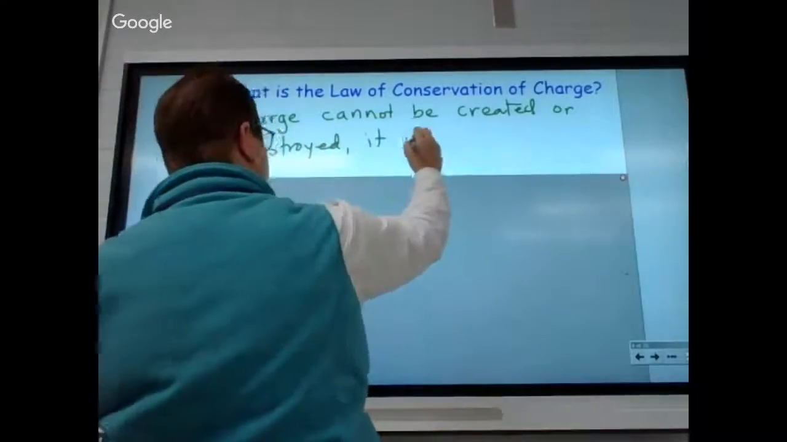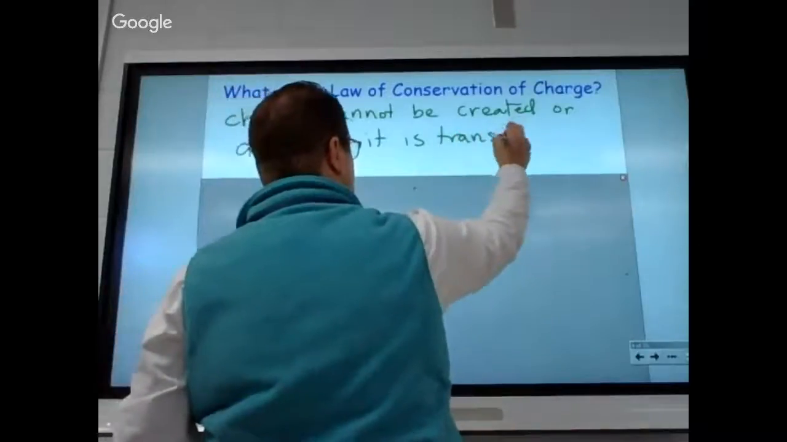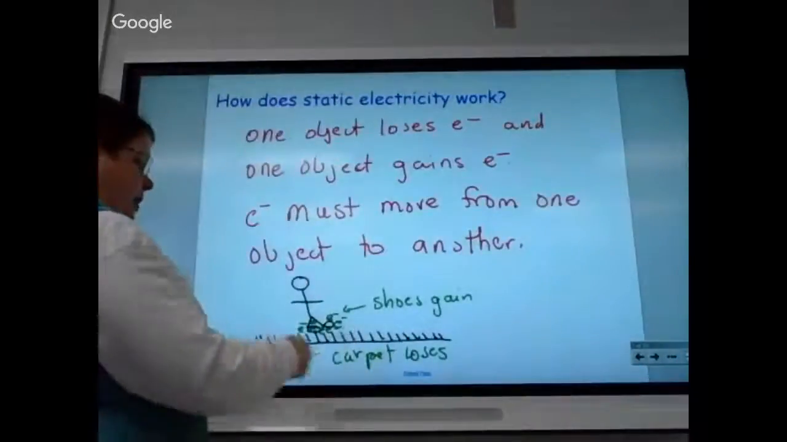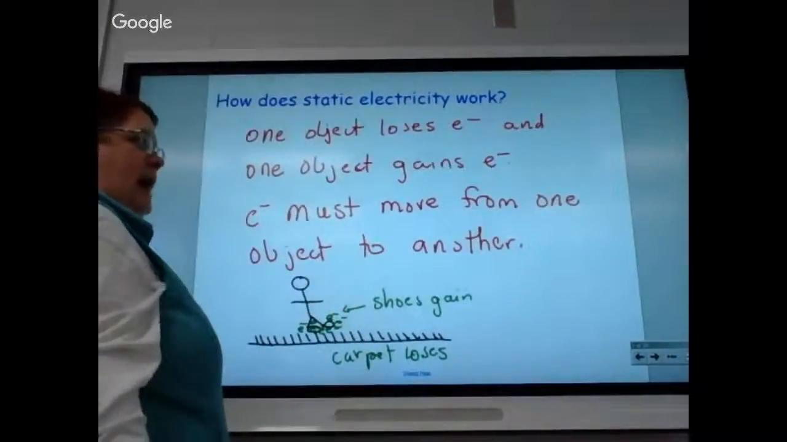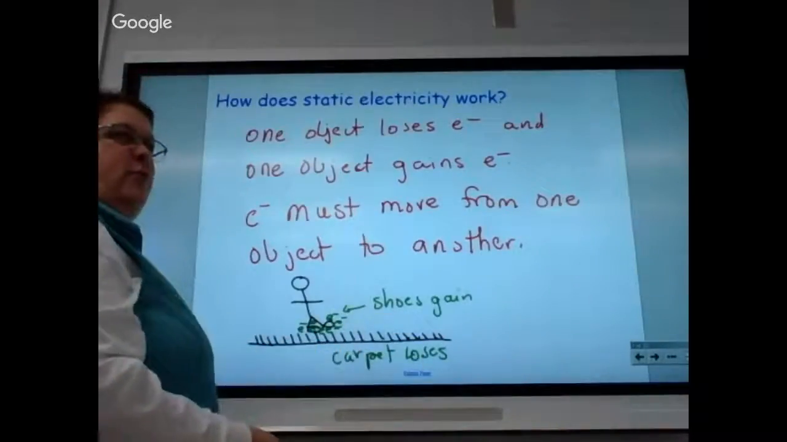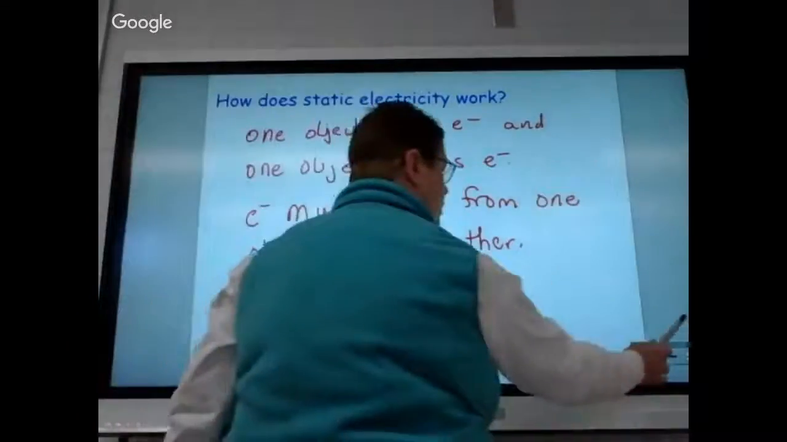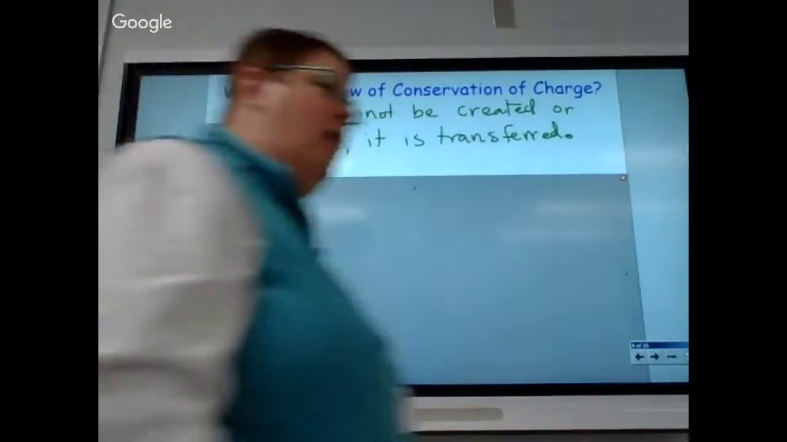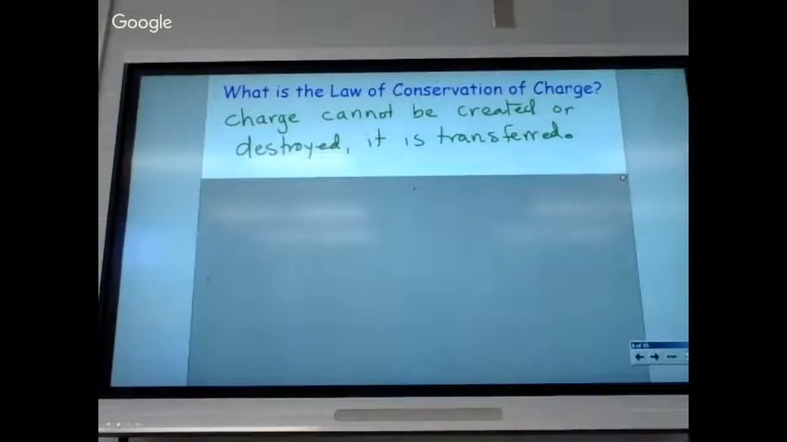It is transferred. So if I go back to my example for just a second, the electrons in the carpet, are we gaining any electrons? No, the electrons in the carpet are just moving to the shoes. So all the electrons that we have are already here. They're just moving from one place to another. So when I rub my feet on the floor and build up static electricity, I'm moving them, and when I touch Alexis, Alexis builds up some electrons. Some of them she's just got.